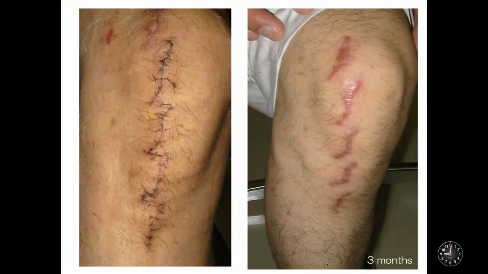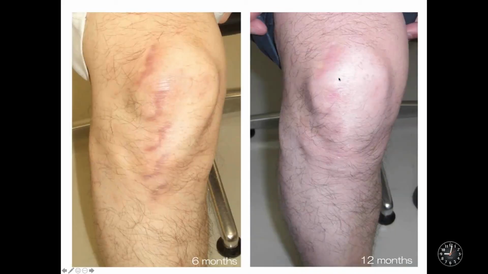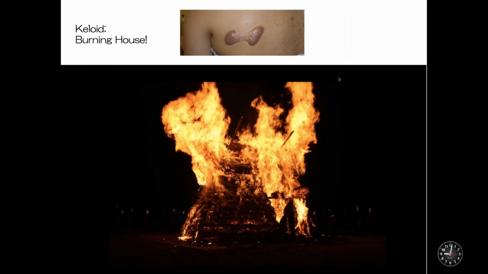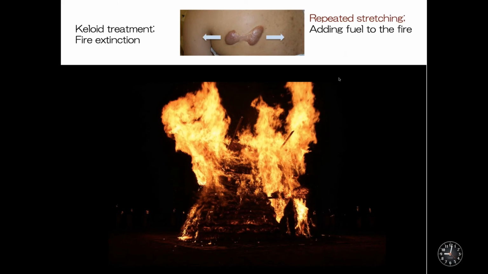Immediately after surgery, a zigzag line wound is produced. And 3 months after surgery, please look at the horizontal wound. Inflammation has already gone. And 6 months after surgery and 1 year after surgery, tension is released and inflammation decreased. Actually, keloid looks like a burning house, strong inflammation, and the repeated stretching looks like adding fuel to the fire.